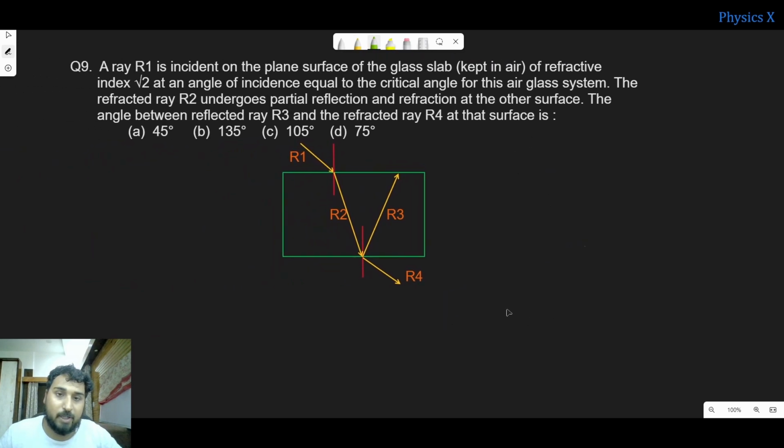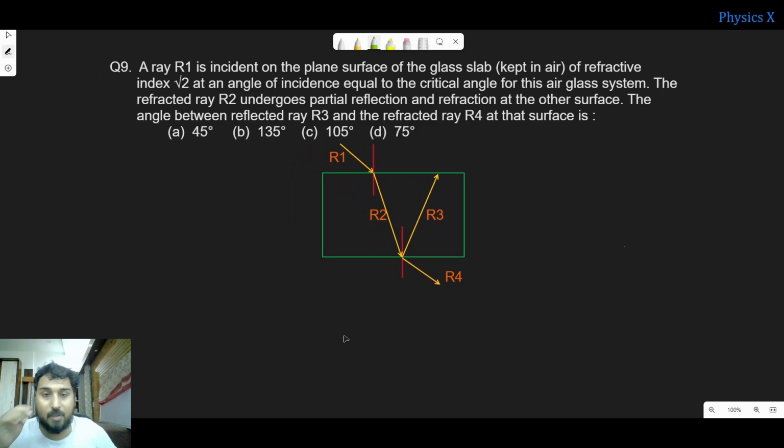Now let us get back to this problem. Now he's telling that R1 is incident on the plane glass slab. This is your glass slab, green colored, kept in air of refractive index √2 at an angle of incidence equal to the critical angle for this air glass system. So the angle he is taking is equal to the critical angle of what would have been the case in this glass and air interface.